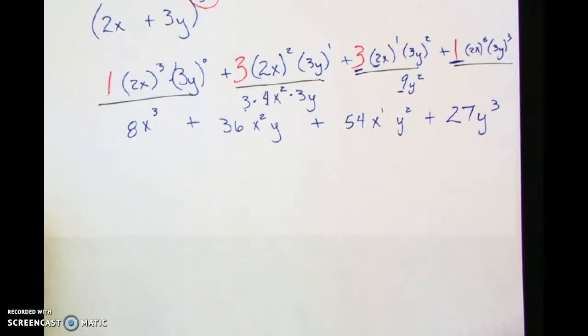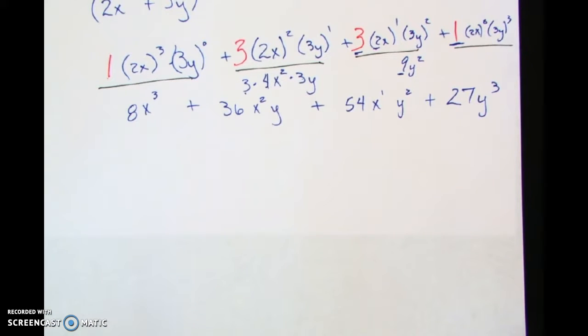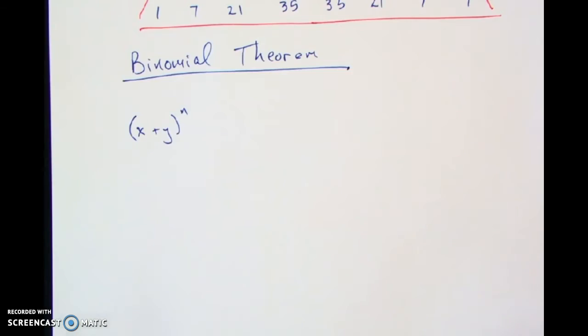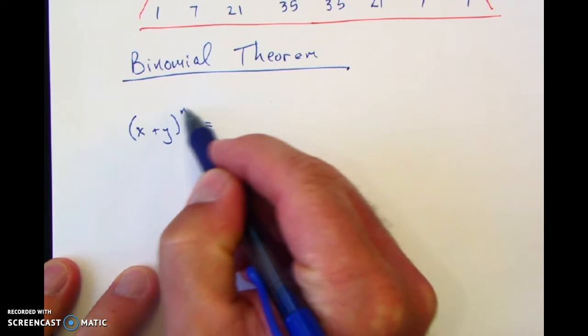So that is using Pascal's triangle along with the binomial theorem, as far as expanding these. Now notice here it's just variables.